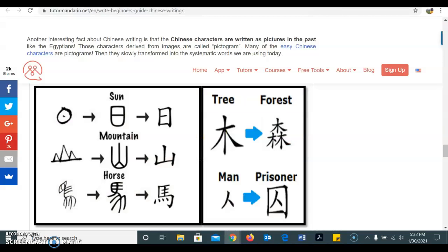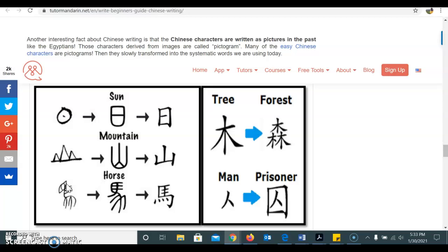This is from another website, and it's very similar in terms of how it shows the objects. So as I said before, sun is this, but sun started off as this circle with the dot in it, almost like the flag of Japan, right? And it became this more abstract concept. Then it went all the way here to this modern day character. Mountain looks like mountains. You can see the peaks on here. It changed a little bit. Then we have the mountain that we know and love.